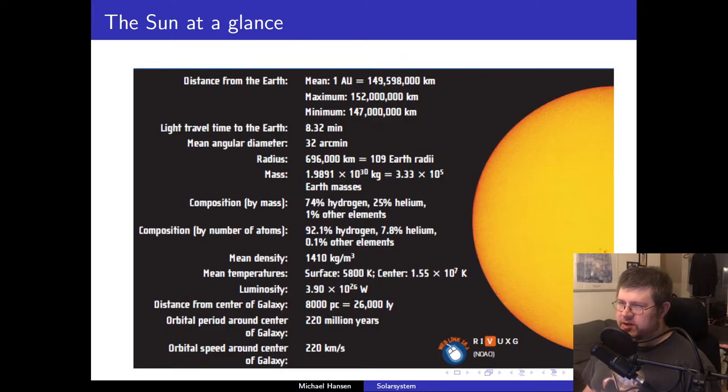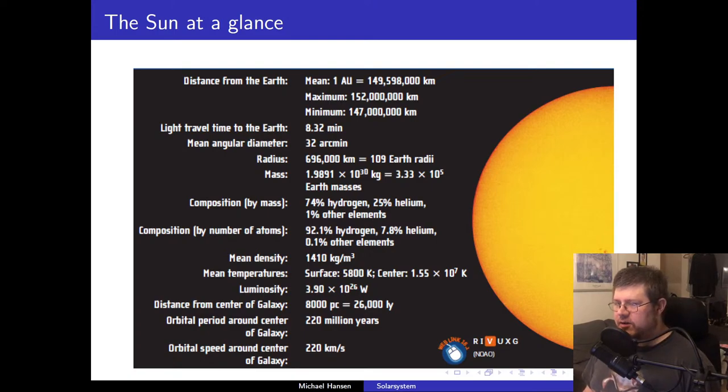So, if we take a look at the Sun at a glance. You already know, hopefully, from elementary school, that the distance from the Earth to the Sun is what we call one astronomical unit. That is 149,598,000 kilometers. It's obviously approximate because the orbit of the Earth is a little bit elliptic. So at the maximum, it's 152 million kilometers, and the minimum, it's 147 million kilometers.